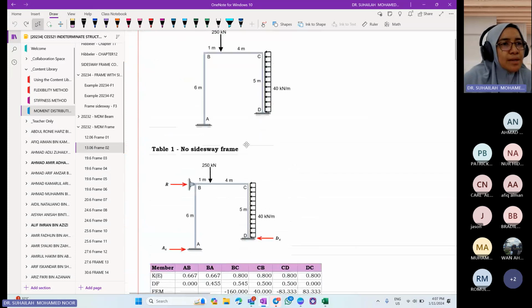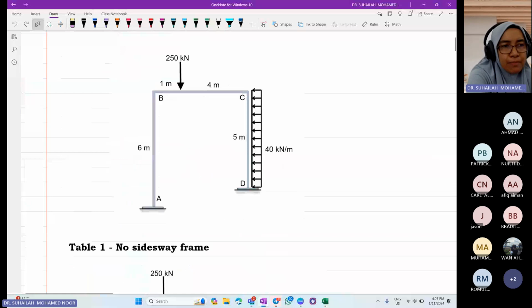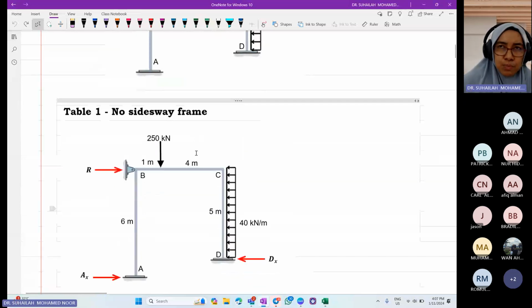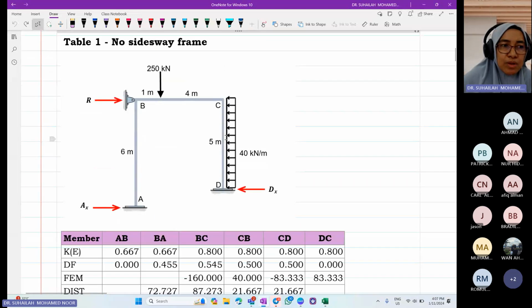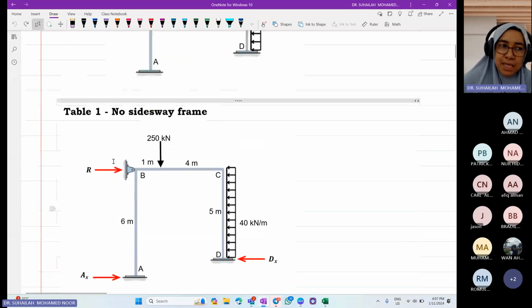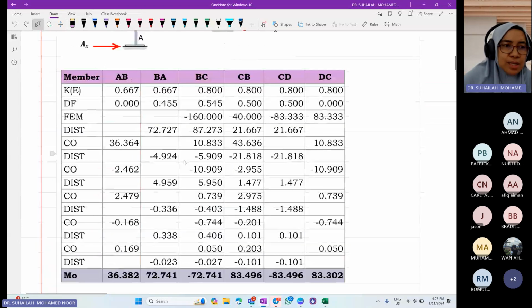Okay, so this one, the frame moves to the left. This one, the frame moves to the left direction. Looking at the frame, it is unsymmetry. So there are two parts of analysis. No sidesway frame. When it moves to the left, R is at B. So R at B, and the table is as usual.